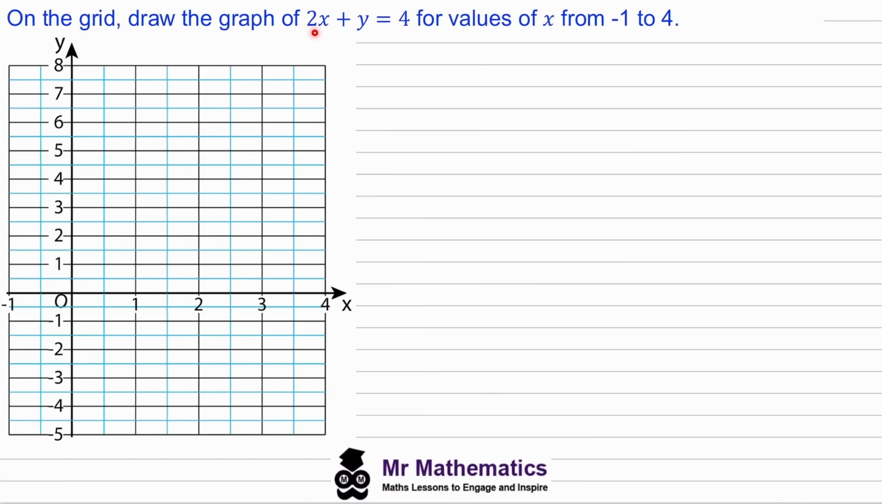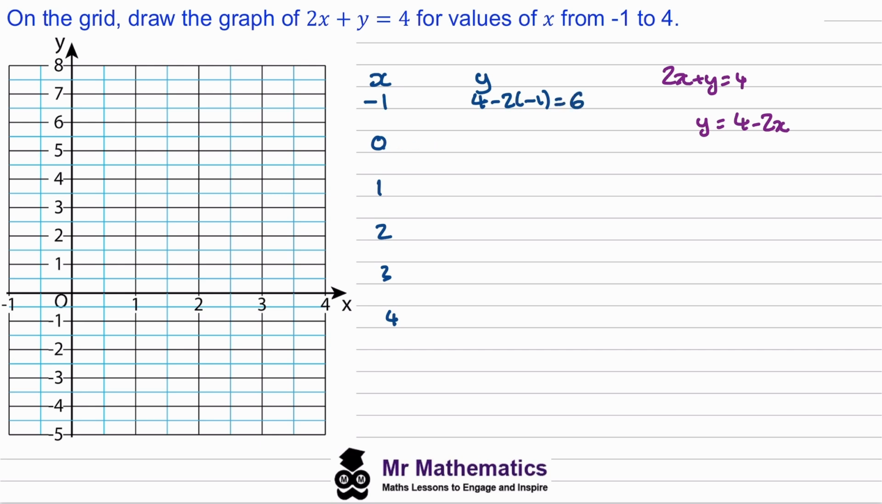Okay, so there's a couple of ways of thinking about this question. If we go through creating a table, so we've got x and y, then you've got -1, 0, 1, 2, 3, and 4. But we need to make y the subject of the equation. This will make our calculations much easier. So with 2x plus y equals 4, then y will equal 4 minus the 2x. So we can substitute this -1 into our new equation. Then we've got 4 take away the -2. This will give us 6.